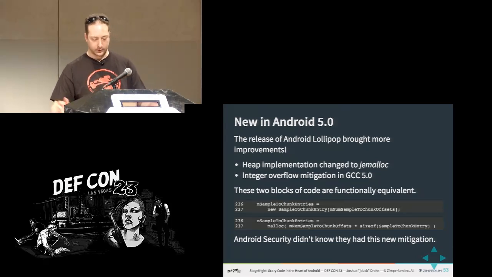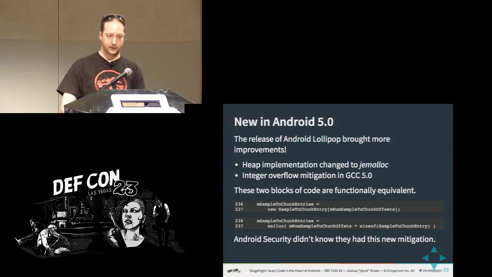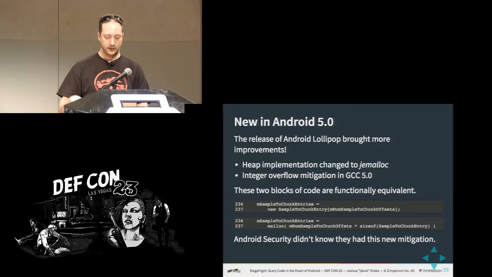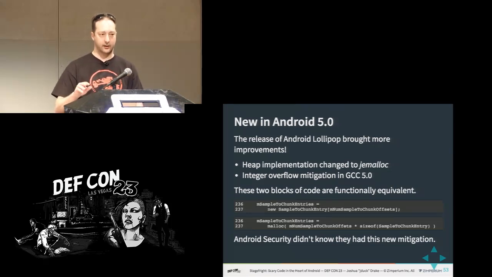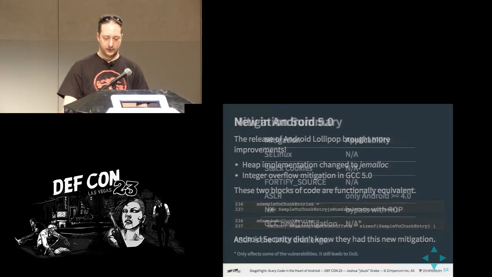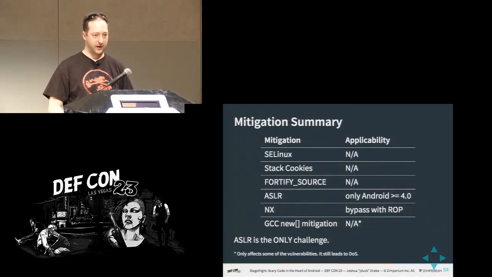So, new in Android 5.0. Android 5.0 added a mitigation that most people were probably not aware of. In fact, the guys who actually make Android were probably not aware that they got this. Basically, the code here in the top block is doing a new with a number of elements, creating an array with new bracket. GCC finally added a way to catch this sort of problem where the integer overflow happens intrinsically inside of what's generated by the compiler. I don't have a link right now, but the work that these guys did is a ticket that's almost 10 years old. So the compiler team in Android decided to switch to GCC 5.0, maybe because it matched Android 5.0, I'm not sure, but they decided to do that.